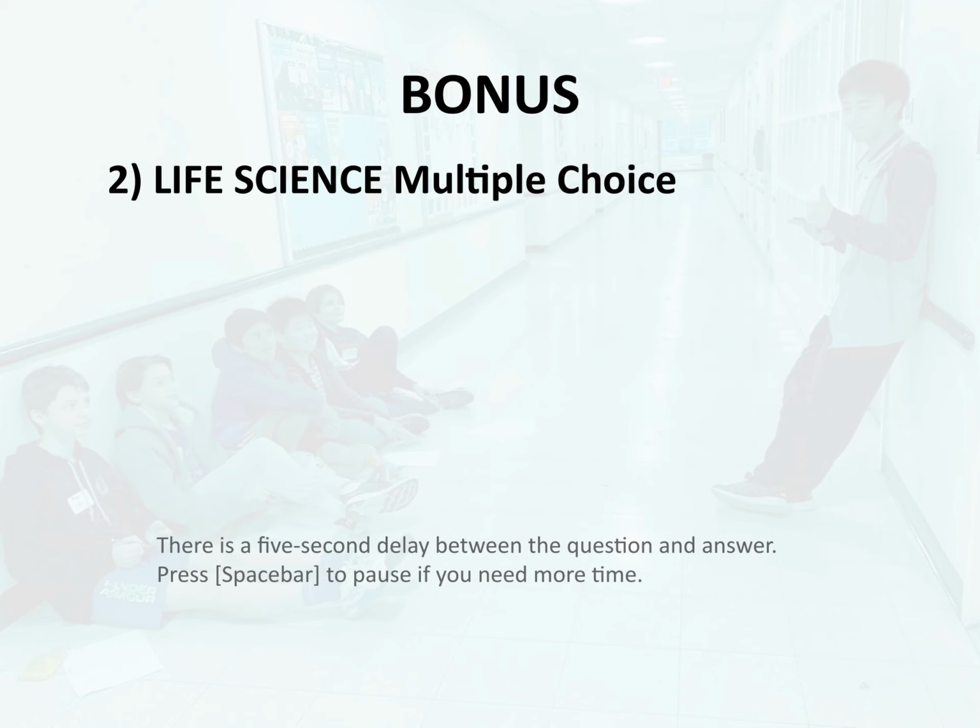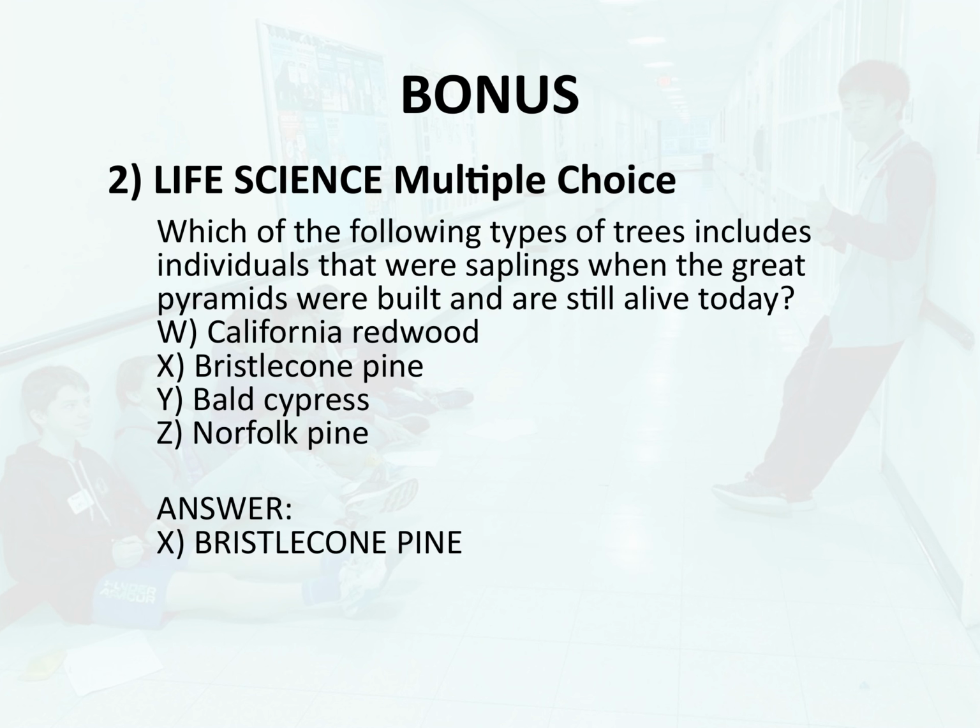Bonus 2. Life science. Multiple choice. Which of the following types of trees includes individuals that were saplings when the Great Pyramids were built and are still alive today? W. California redwood, X. Bristlecone pine, Y. Bald cypress, Z. Norfolk pine. Answer: X. Bristlecone pine.